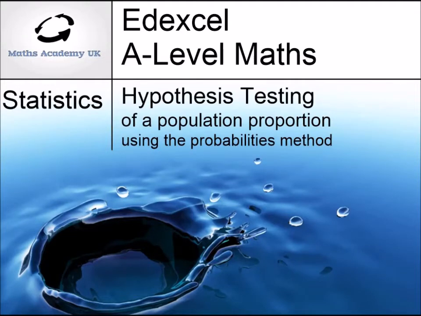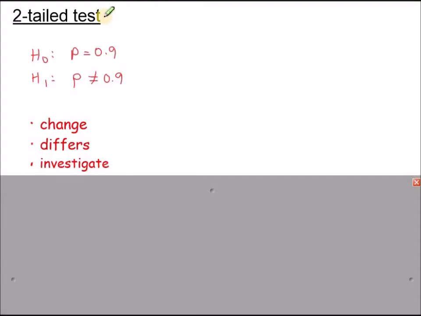Hypothesis testing of a population proportion using the probabilities method. Two-tailed tests, where we're testing for a change in the population proportion, or to see if something differs, or if a question just says investigate whether the proportion is equal to something. Here H1 is not equal to.